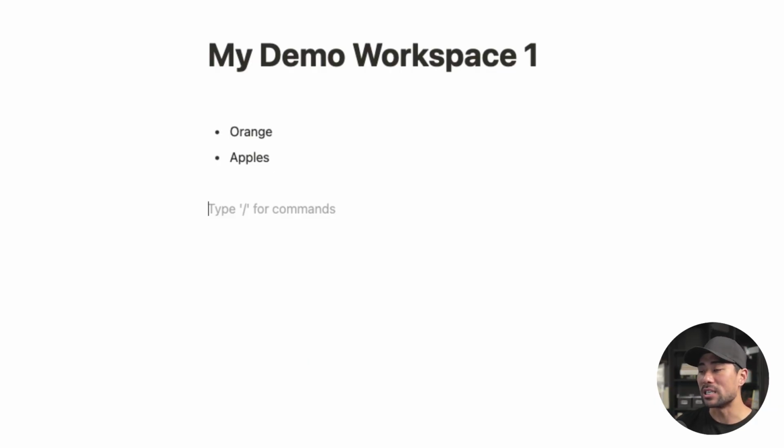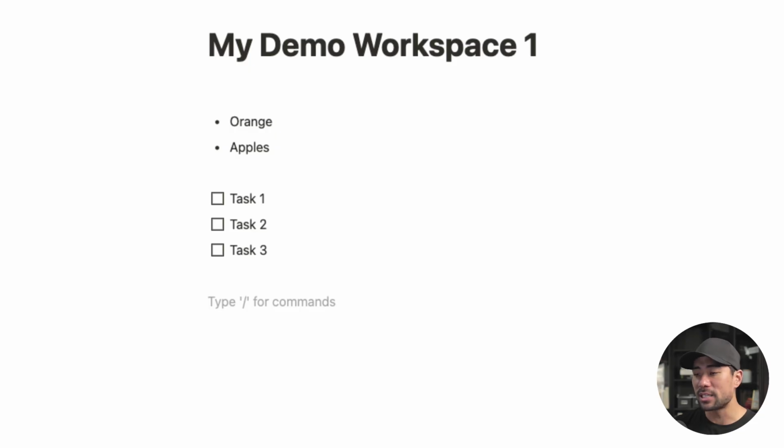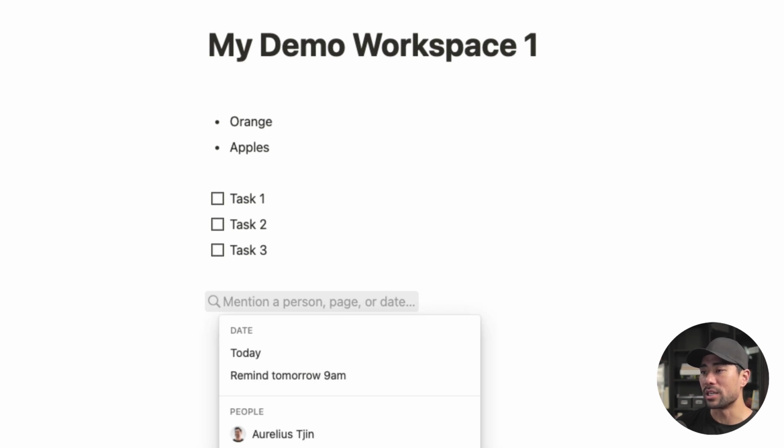That's shortcut number one. Shortcut number two is to create a to-do list. All you need to do is use the square brackets. So an open square bracket as well as a closing square bracket. Now you've got a box and you can start adding your to-dos. I mentioned this one before, but using the at sign, you can also mention other people in your team, or link to another page, or you can set a date. That's the at symbol.